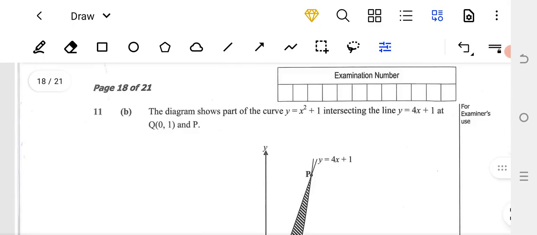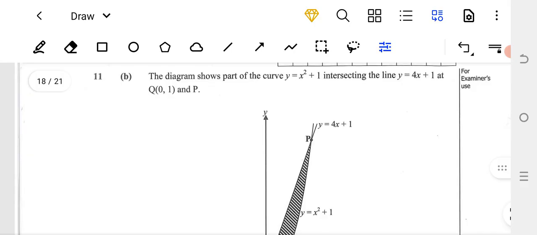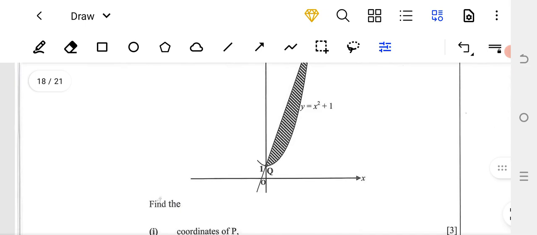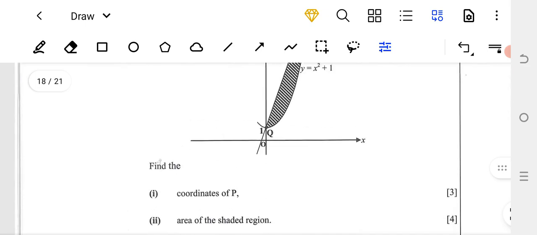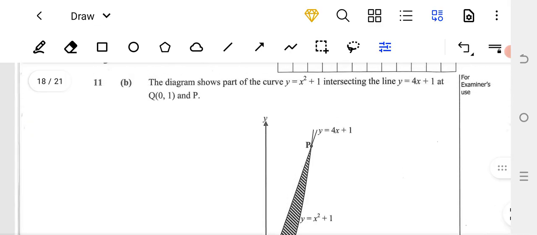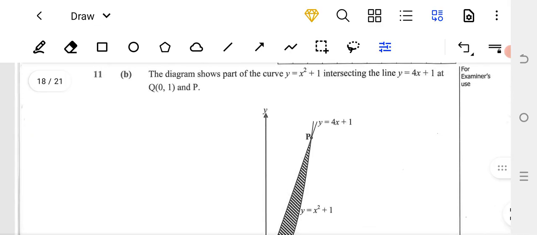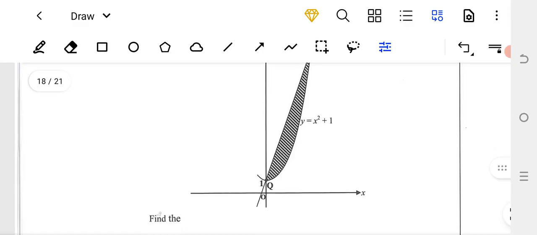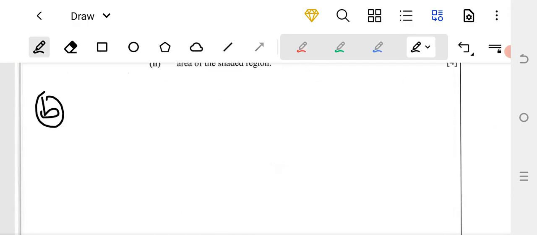And then here they're saying the diagram shows part of the curve y is equal to x squared plus a 1 intersecting the line y is equal to 4x at Q, which is 0, 1, and at a point P, which we don't know. Then they want you to find the coordinates of P. Okay? So it was carrying 3 marks, which is question B1.